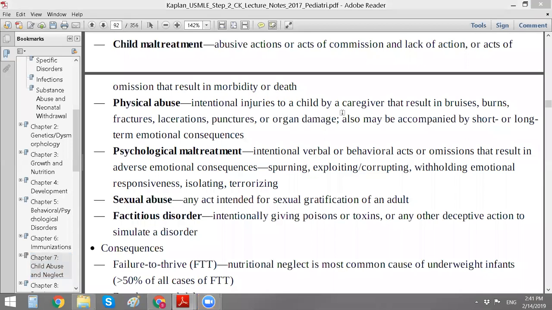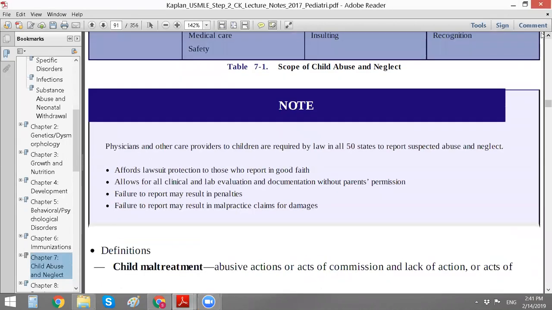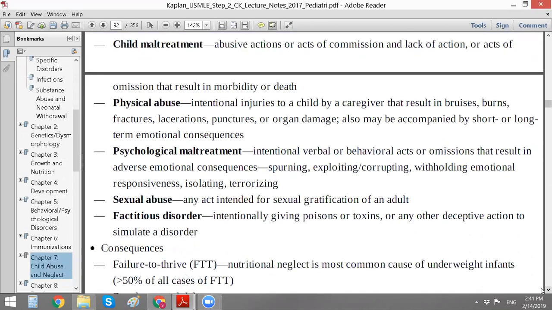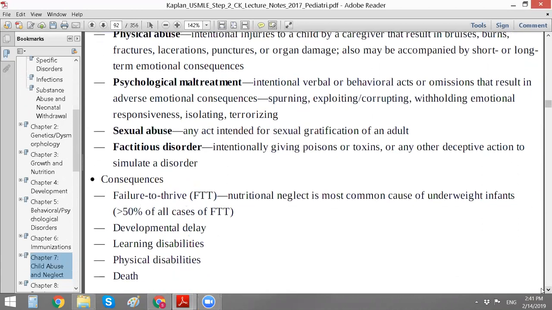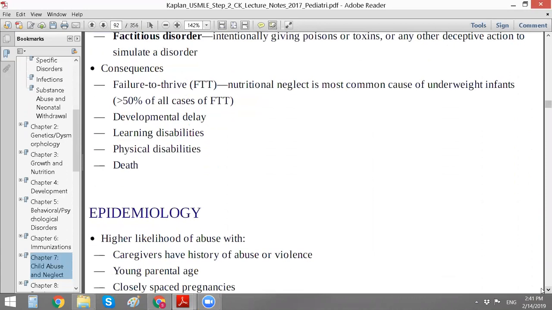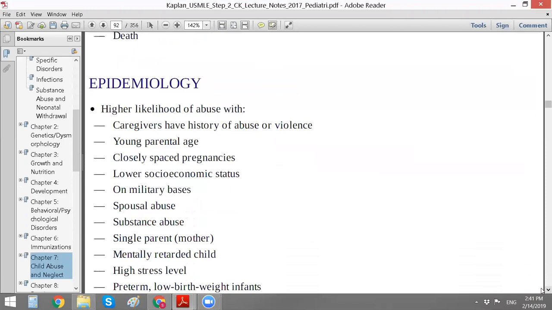A quick go-through of this chapter, child abuse and neglect. There is a mandatory reporting law in all 50 states. I'm just doing it in a very easy way. Child maltreatment includes physical abuse, psychological neglect, spurning and all that, sexual abuse, factitious disorder, failure to thrive, developmental delay, learning disability, physical disability, something like that.